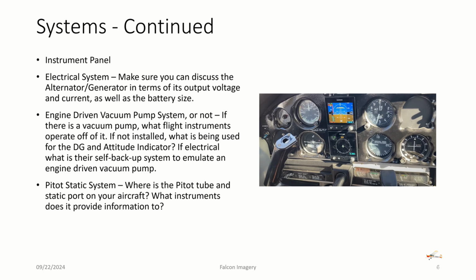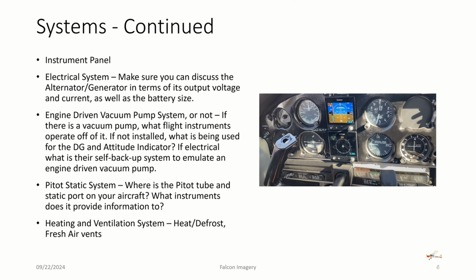The pitot-static system. Where is the pitot tube and static port on your aircraft? Make sure you know where it is and what they do. What instruments do they control? In this little picture here with the two G5s, that pitot-static system is providing information not just to your altimeter, your vertical speed, and your airspeed indicator, but it's also providing information to your Garmin G5s.